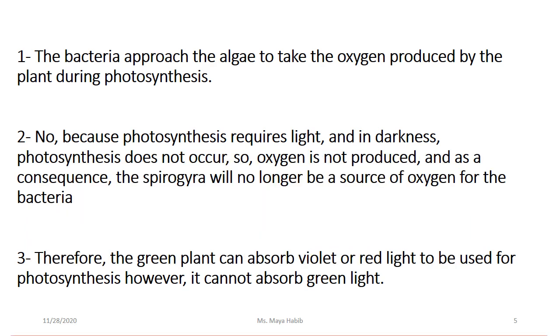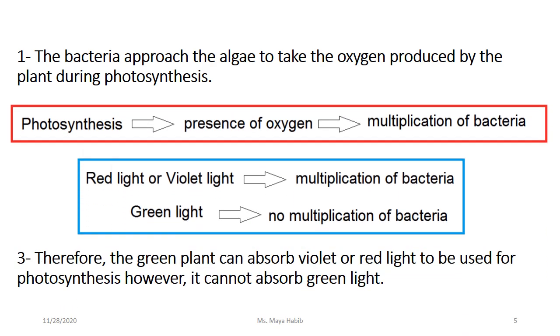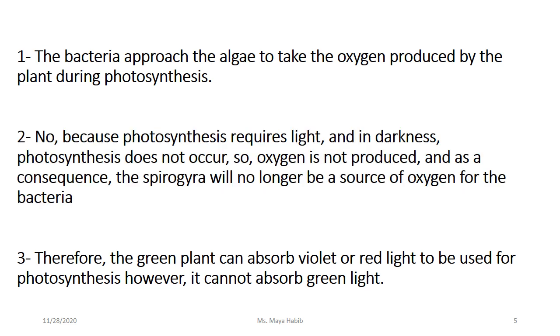So, we can say that, during photosynthesis, oxygen is produced, and as a result the bacteria will use this oxygen to multiply. And we notice that, when the plant is subjected to either red light or violet light, there was multiplication of bacteria, but, when it is exposed to green light, the bacteria could not multiply. Therefore, the green plant can use violet or red light to undergo photosynthesis, however, it cannot use green light.